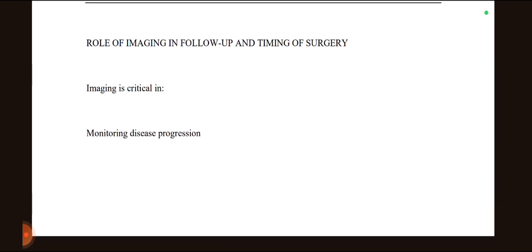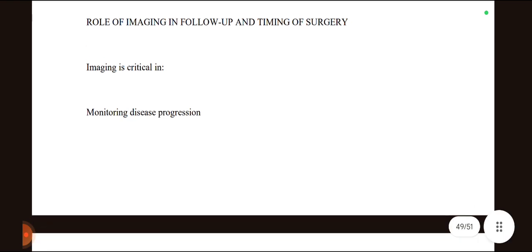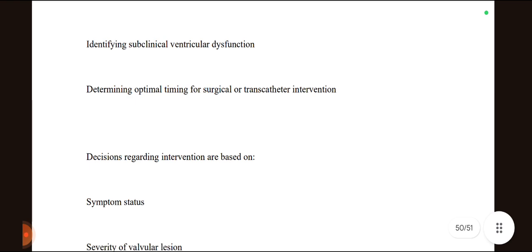So now this completes our discussion about the valvular diseases. Okay. Now a general discussion about role of imaging in follow-up and timing of surgery. So imaging is obviously critical in monitoring the progression of disease, identifying the subclinical ventricular dysfunction, and determining optimal timing for surgical or transcatheter intervention.